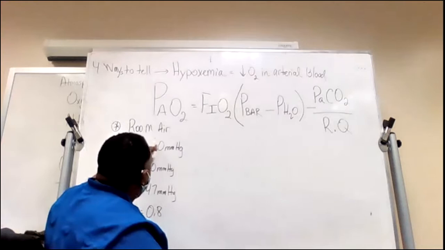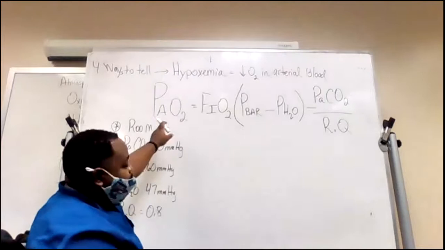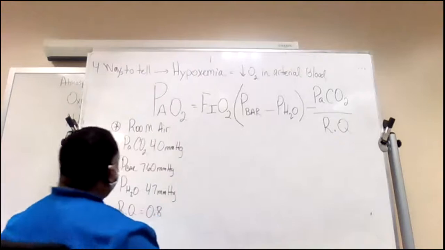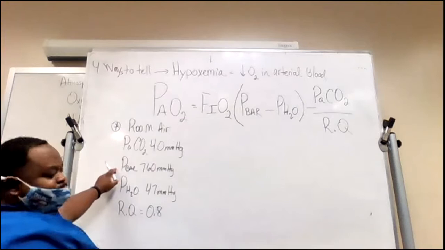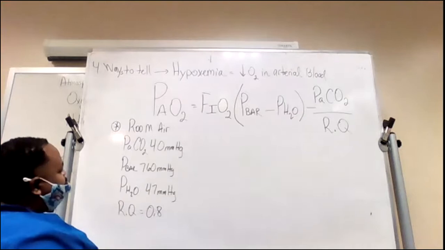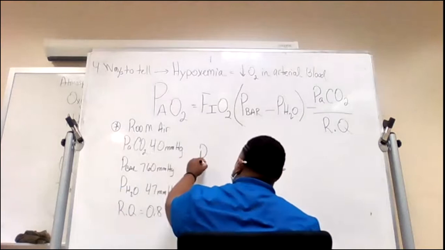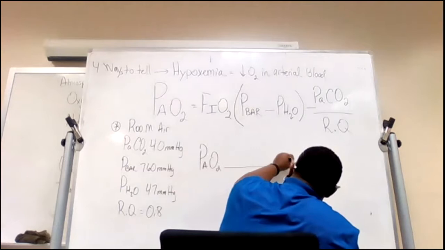When you figure this out, that's going to be the normal value for the alveolar air oxygen. So you can write that down. Okay, so PCO2 of 40 on room air, normal barometric pressure 760, a normal water pressure at 47, and a normal respiratory quotient. I want you to tell me, what is the PAO2, which is the alveolar air tension, in millimeters of mercury? Write it down in the chat.